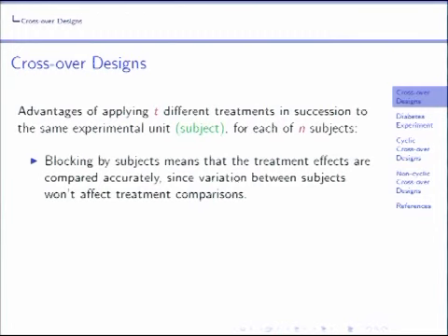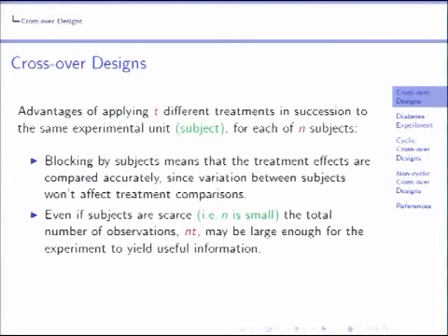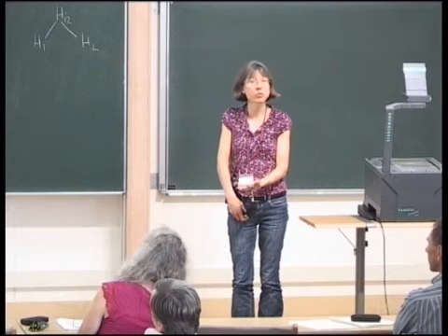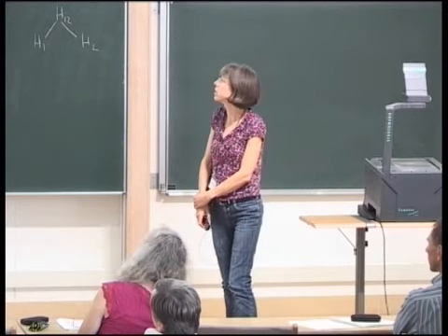What's the good thing about crossover designs? Two good things. First of all, because I'm blocking by subjects, the treatment comparisons that I make are going to be good, because any variation between the subjects isn't going to affect those comparisons. And the second good thing is that even if subjects are scarce, and I am going to be considering the situation where subjects are scarce, I'm still going to end up with quite a few observations, because if I've got N subjects, I'm going to have NT observations, which hopefully will be large enough to be useful.